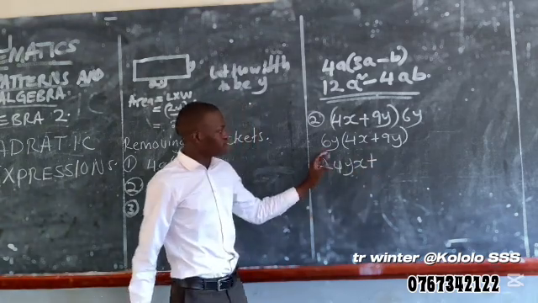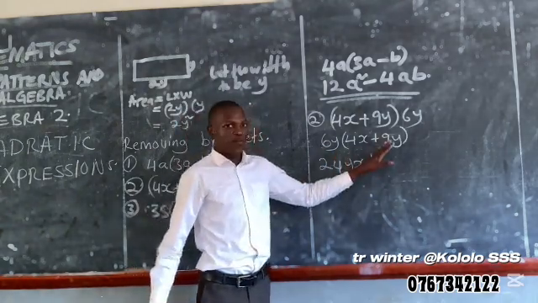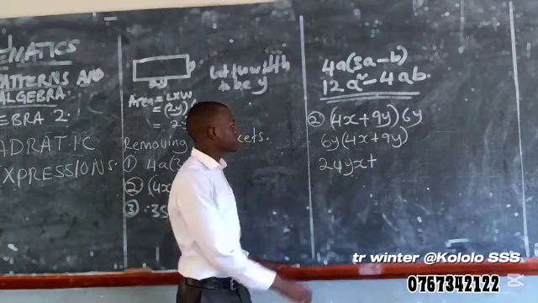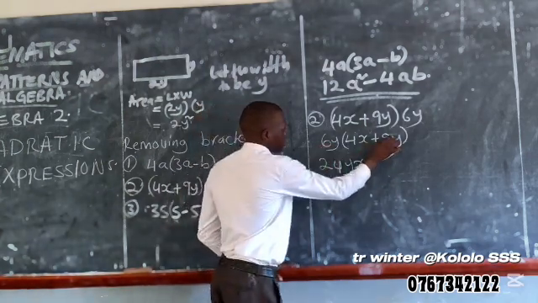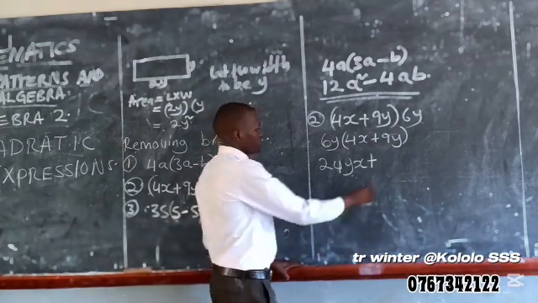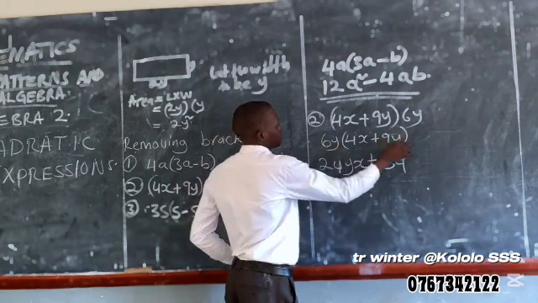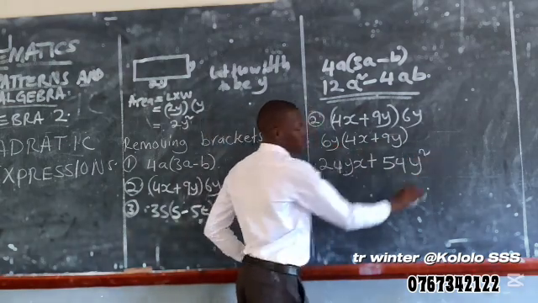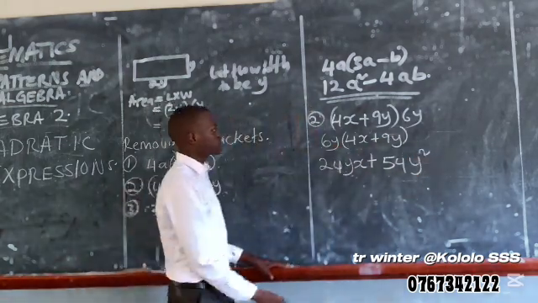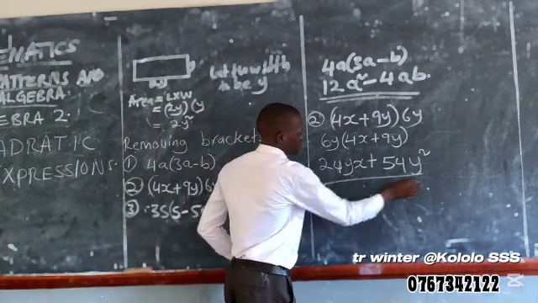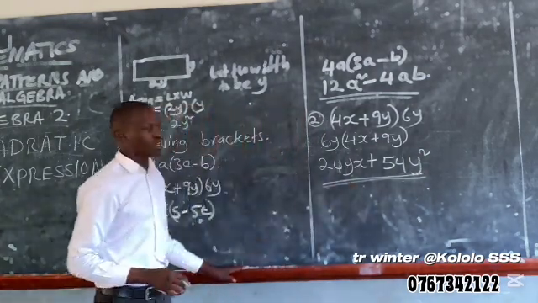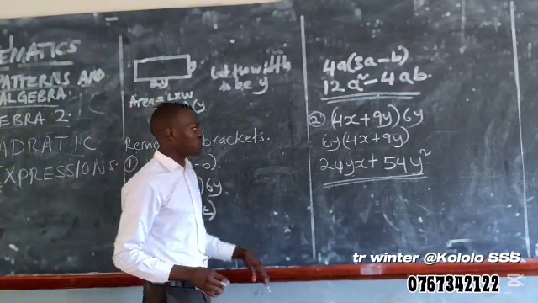Plus, again, this 6y is multiplying 9y. 6 times 9, you come up with 54. Then y times y, you come up with y squared. This becomes our answer. Even this is an example of a quadratic expression.